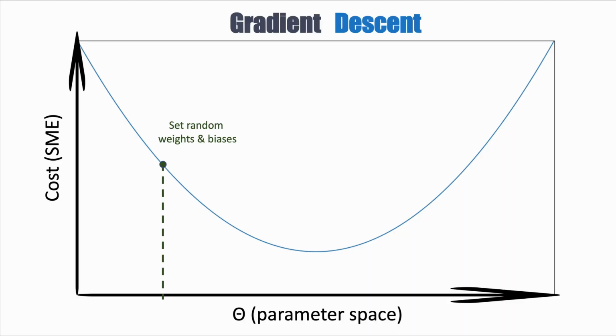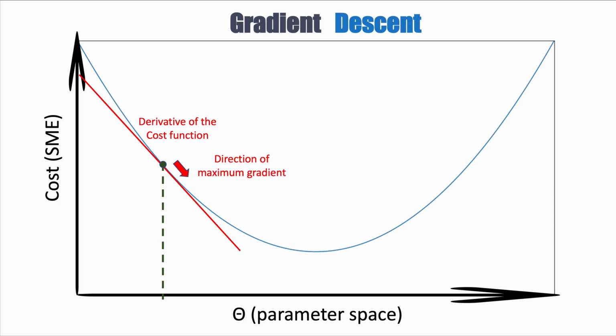So now let's imagine that we have a simple model. In machine learning, we usually start by setting the weights and the biases of the model to random, relatively small values. Once we set the random weights and biases, we end up somewhere on this cost function. Now, the goal of gradient descent is to calculate the derivative of the cost function at the point where you have your data point. And that gives you essentially the slope, the direction of the maximum gradient. The next step is to move in the negative direction of that gradient.